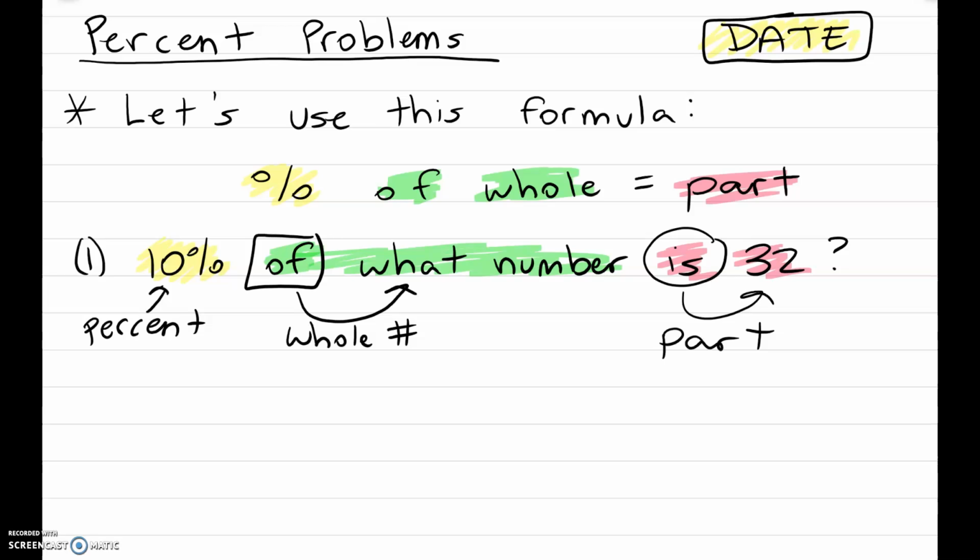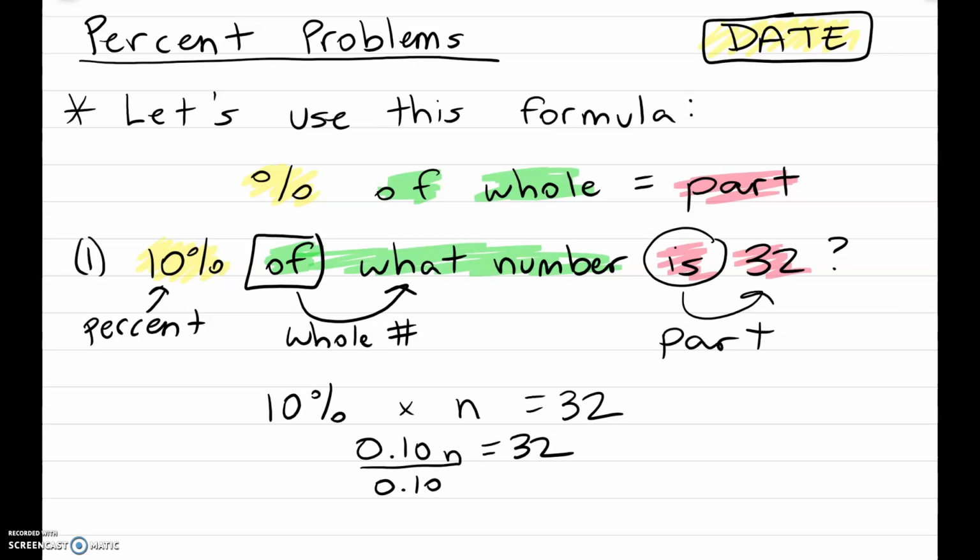So if we use our formula, 10% of the whole number, so 10% times the whole number, we'll just use n for number, gives me 32. So I can simplify 10% as a decimal as 0.10 n equals 32, because 10% times n is just 0.10 n. And now I'm going to divide both sides by 0.10. So 32 divided by 0.10, that's going to give me n is equal to 320. So 10% of 320 is 32.